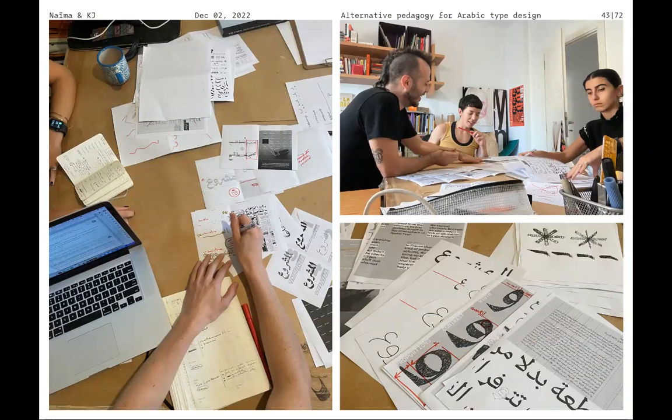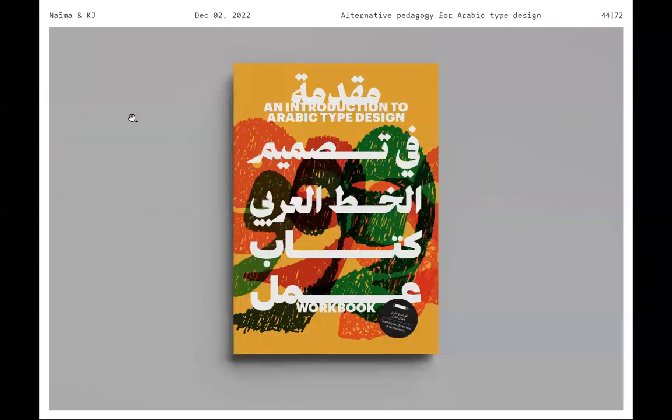And so finally, like a month ago or so, we were together in Beirut, and we got to map out the workbook. We want this to be a very hands-on guide, very visual, to the first steps toward creating your own Arabic typeface. And the idea is for this material to be bilingual. We worked with Asil Shehab, who works with Rajak, and she did a lot of the design of the workbook.